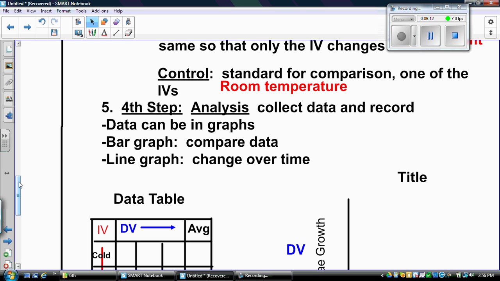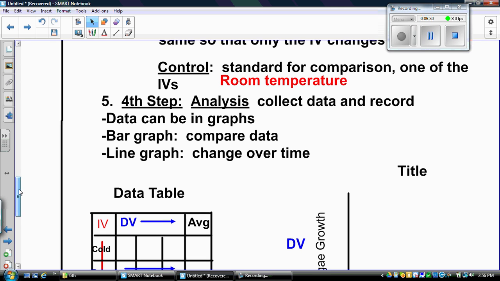Okay, the fourth step is your analysis. This is where you're collecting and recording your data. Your data is usually always displayed in graphs. It's collected in a data table and then displayed in graphs. You either use a bar graph, which we use to compare our data, or a line graph, which shows change over time, and I'm going to give you examples of those in a minute.